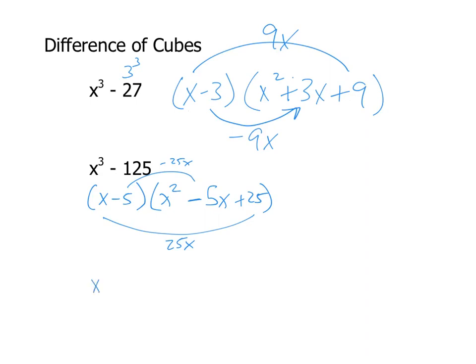So again, if you have something like x cubed minus some number a that you're cubing, let's set it up. x minus a times x squared. Oops, I'm sorry, that's a plus in there, right? Yeah. Plus, not 5, plus ax.